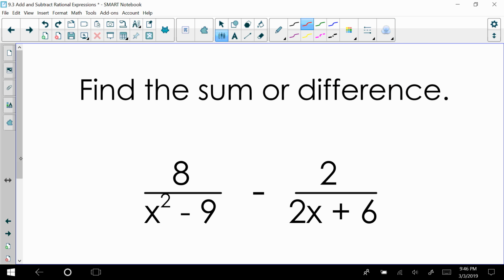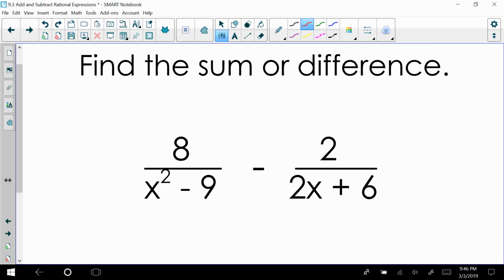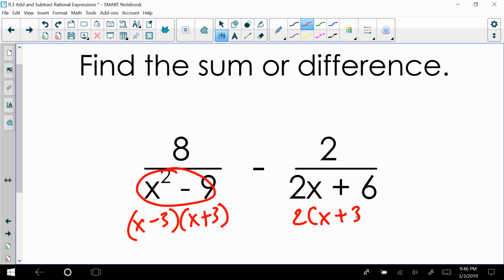So here on find the sum or difference, first thing you're going to want to do is factor these. You're going to want to take this thing here and factor it. So it's x minus 3, it's x plus 3. And this guy down here is 2x plus 3.